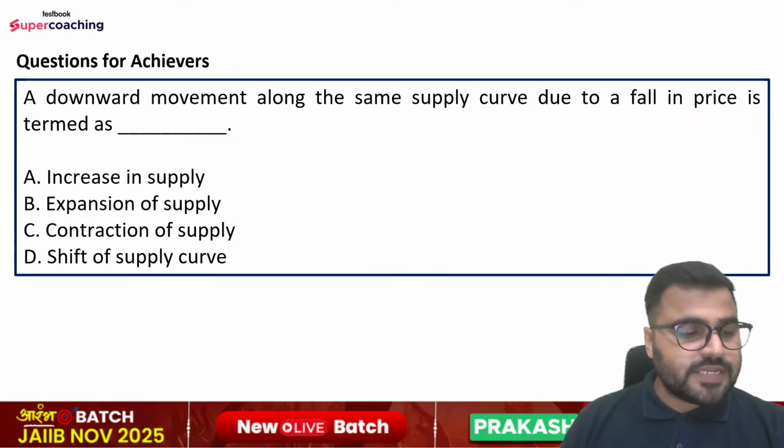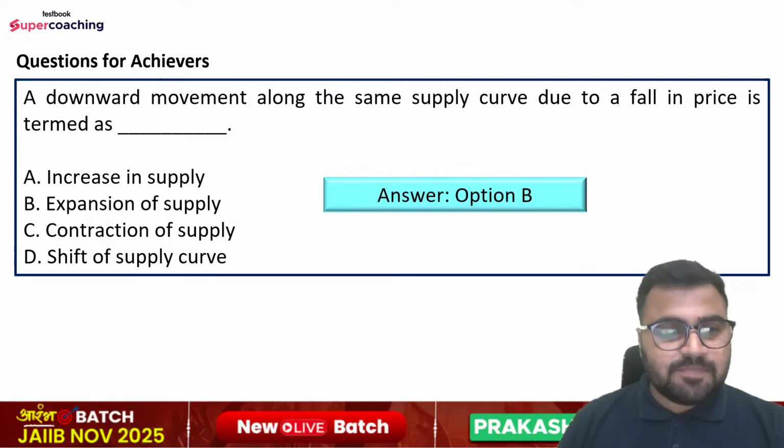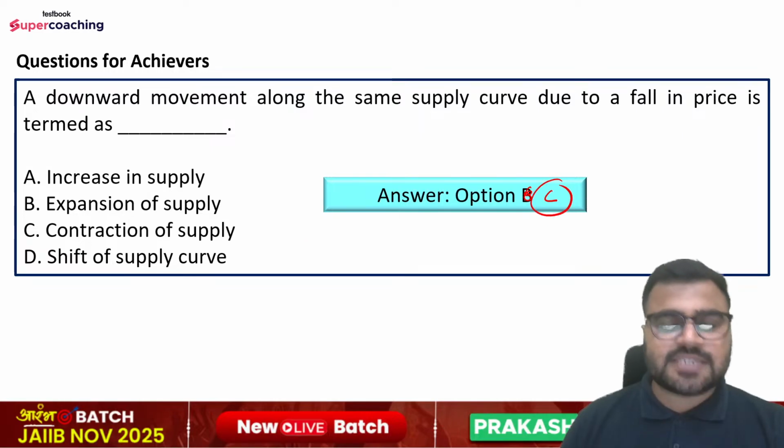So do let me know guys, what do you think? What can be the right answer here for this question? The right answer is option number C, not B. Yes, option number C, that is contraction of supply, right?